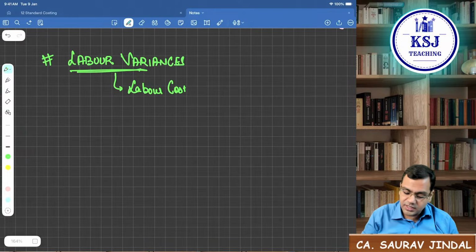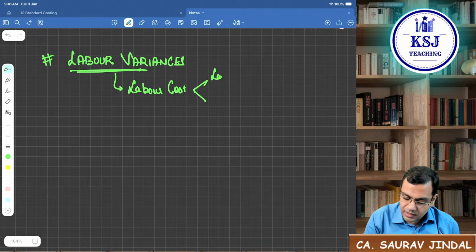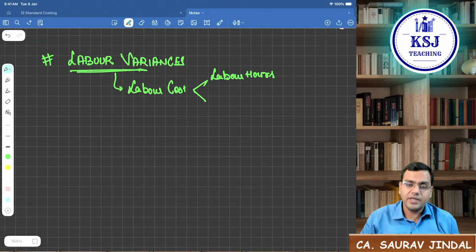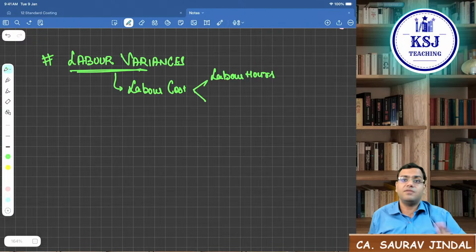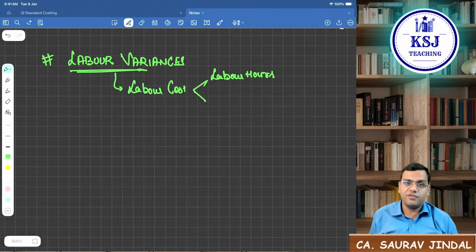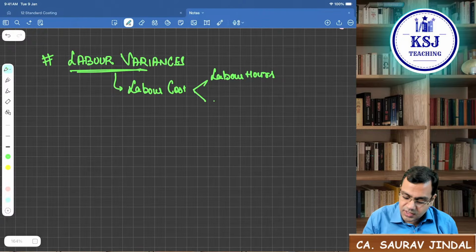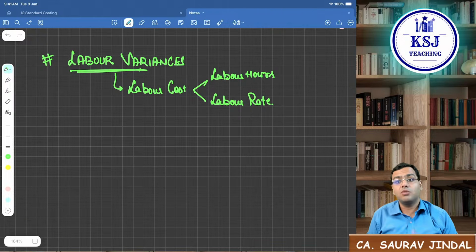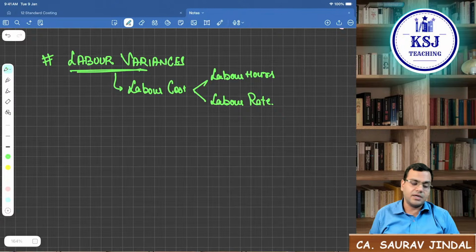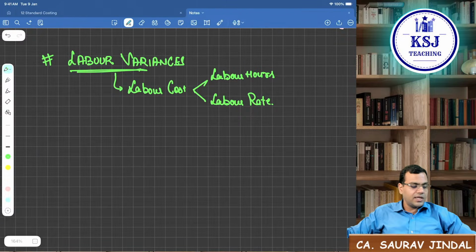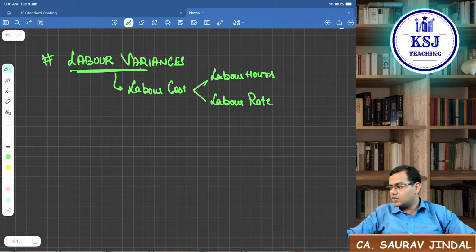There can be two reasons. One is your labor hours. That means your worker has spent more time than you have estimated, then obviously you will have to pay for more time. The second reason can be the labor rate. Right? That your worker is charging more rate than you have expected. So it can be two reasons: one is your labor hours and another one is your labor rate. So these can be the two reasons for the labor cost variance.